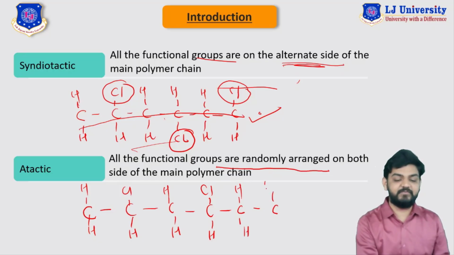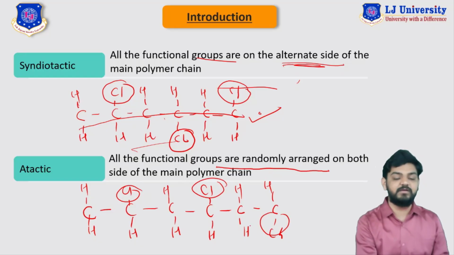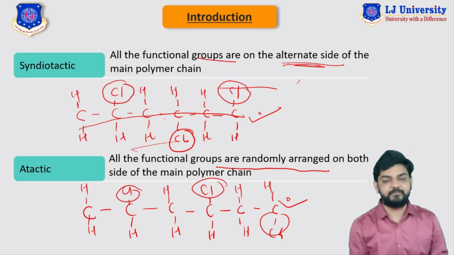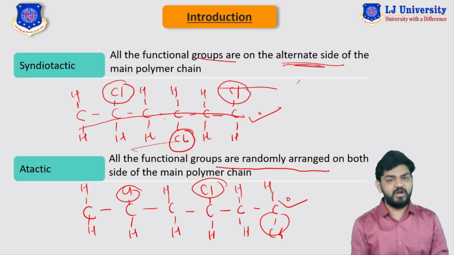And on the last carbon we have 1 hydrogen on the upper side and chlorine on the lower side. So you can see that chlorine as a functional group is attached in a completely random manner. So this can be referred to as the atactic polymer. So this was all about the tacticity of the polymer.